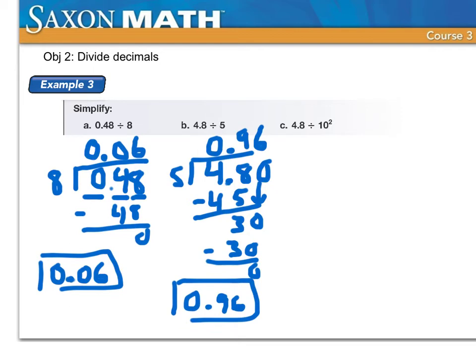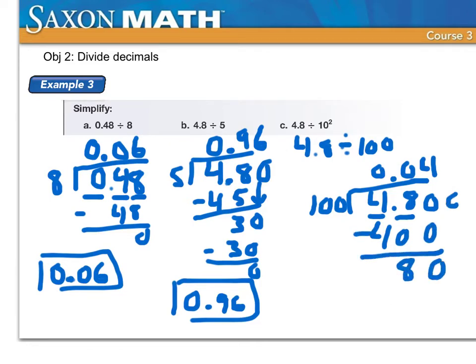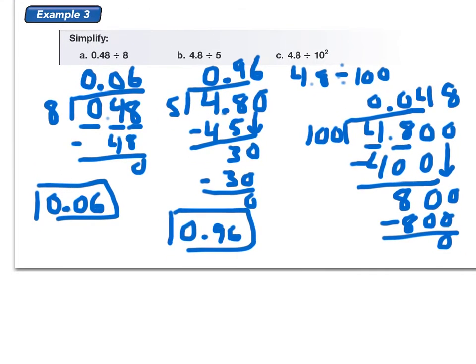And the last one, 4.8 divided by 10 squared. Well, first thing is to rewrite this, 4.8 divided by, order of operations says I got to do those exponents. 10 squared is 100. So I'm taking 4.8 and dividing it by 100. Well, 100 doesn't go into 4. And it doesn't go into 48. So now I got to add a 0. And 100 goes into 480 4 times. And I'm going to multiply, and I get 400. And subtract this. And bring down a 0 for my next decimal place. And 100 goes into 800 8 times. So my answer to this one is 0.048.